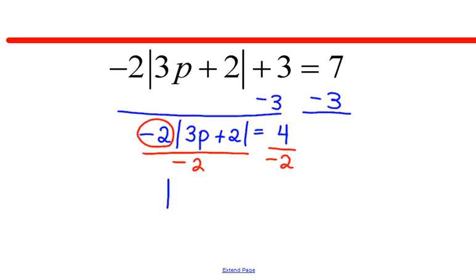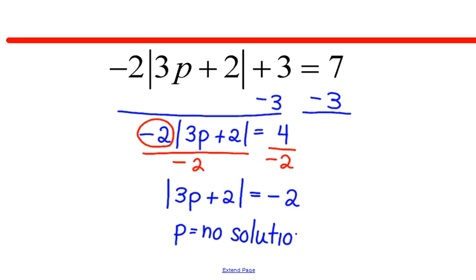And that leaves us with the absolute value of 3p plus 2 equaling negative 2. And right there, friends, we take a look. The absolute value equaling a negative number. You cannot have a negative distance away from 0. So in this case, there is no possible value that p could be that would make a true statement. And so you would just say that this equation has no solution.